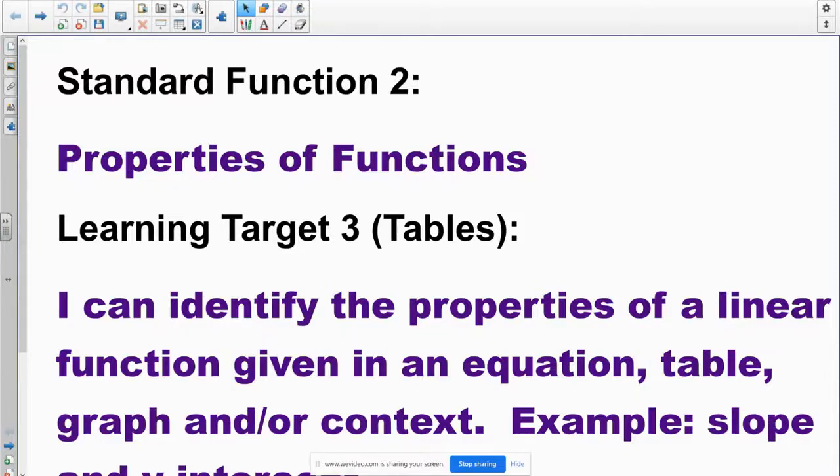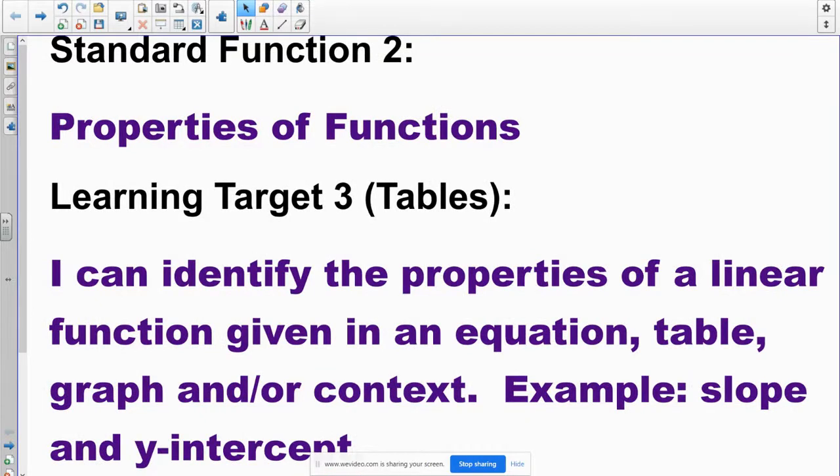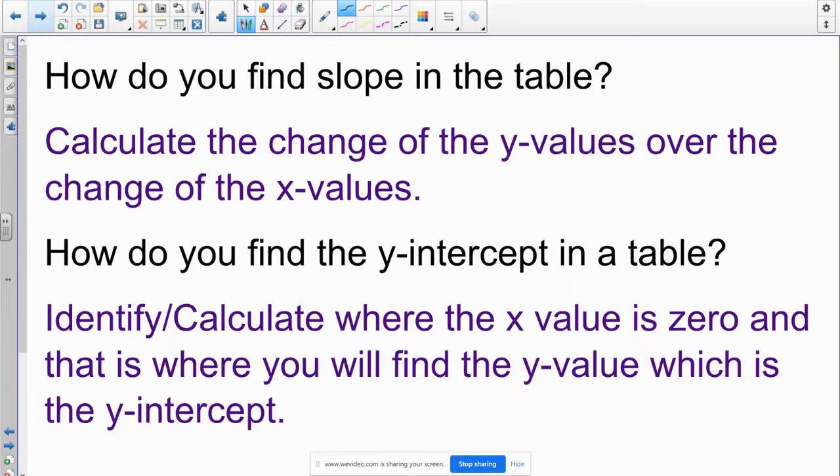At standard function 2, still talking about properties of function, but today we're going to really look at tables. So we're still going to identify the properties of linear functions, but this time we're just going to look at the tables, and again, we're going to look through the slope and the y-intercepts within those tables. So the first question on your notes is, how do I find the slope in a table?